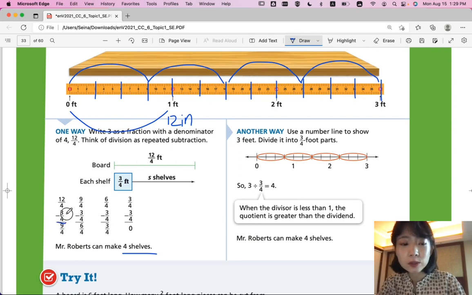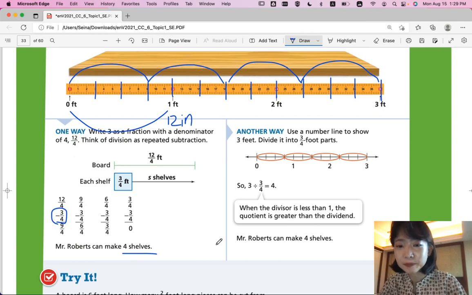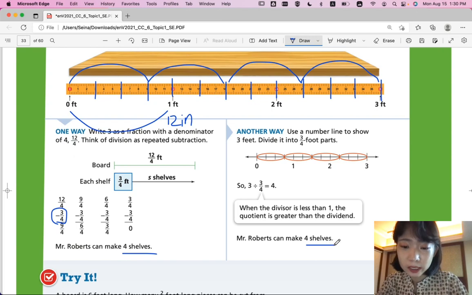So if you subtract 3/4, that means he already cut 3/4 feet long of a board. And whatever is remaining is the remaining length. Okay, and then you keep subtracting. Another way, you're going to use a number line to show 3 feet and divide it into 3/4 foot parts. And you'll see there are exactly 4 parts. So you can say Mr. Roberts can make 4 shelves using the number line as well.